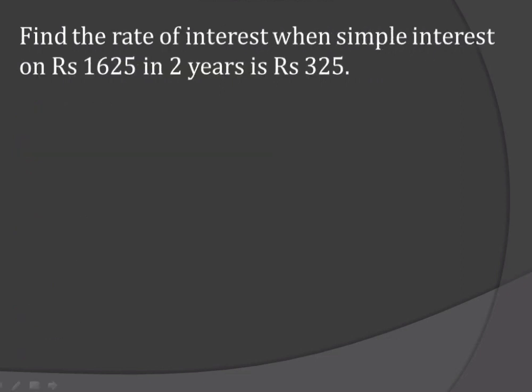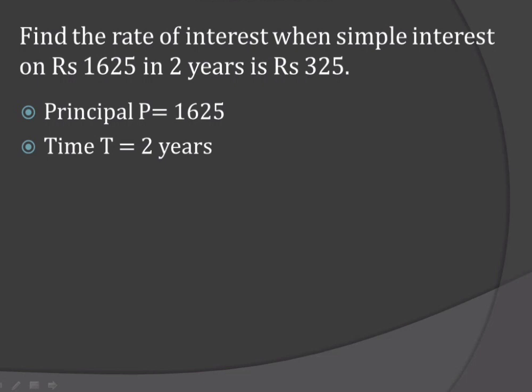See, our next question is, find the rate of interest when simple interest on rupees 1625 in 2 years is 325. So here this is the principal given, this is the time given, and this is the interest given, and you need to find out the rate of interest, meaning R. So principal is given 1625, time is given 2 years, and interest which we are earning is 325 rupees. Now we need to calculate your rate.